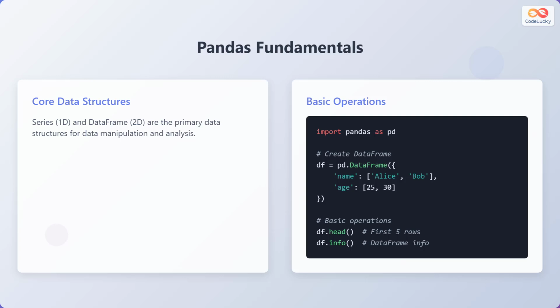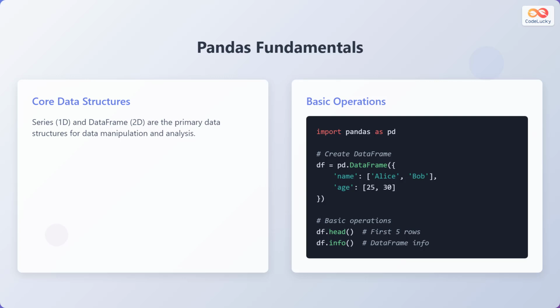Pandas is the cornerstone library for data manipulation and analysis in Python, built around two primary data structures, series and data frame. A series represents one-dimensional labeled data, similar to a column in a spreadsheet, while a data frame represents two-dimensional labeled data, like a complete spreadsheet or database table. These structures are designed to handle real-world messy data with features like automatic alignment, missing data handling, and flexible indexing.